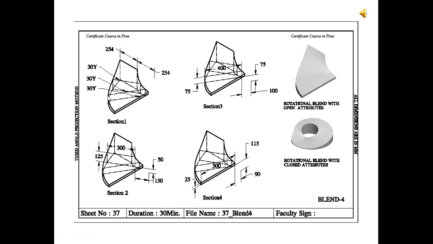Similarly, the third section is a rectangle of 400 by 75 units at a horizontal distance of 100 and vertical distance of 75 from the 0,0 reference point. Angle between section 2 and 3 is also 30 degrees. The fourth section is a rectangle of 500 by 25 units at a horizontal distance of 90 units and vertical distance of 105 units from the 0,0 reference point. Again, angle between section 3 and 4 being 30 degrees. Let's exercise this in Creo 3.0.